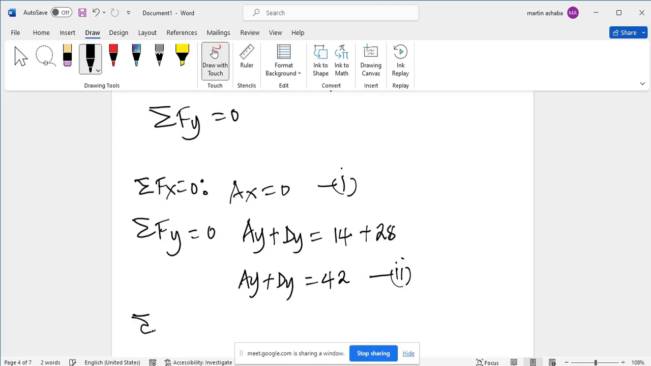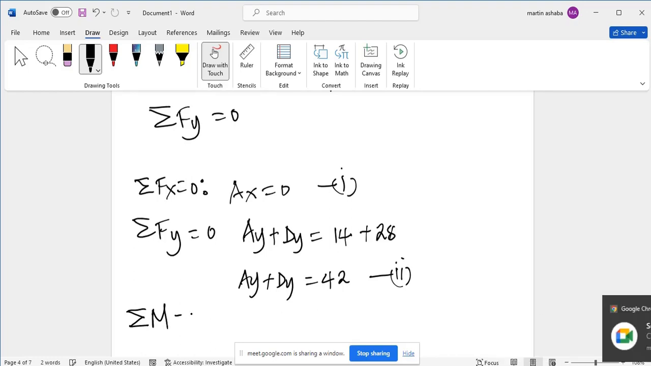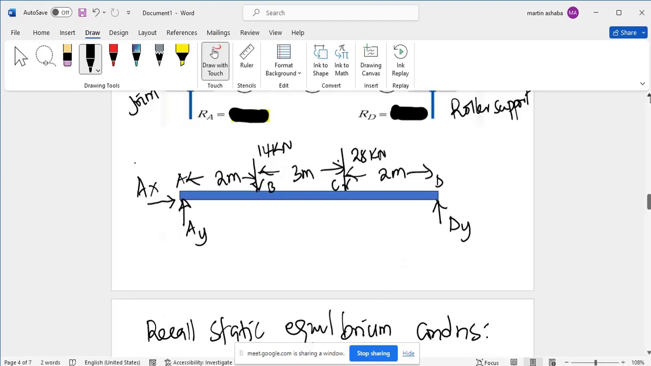Then I also go to the third condition and say sum of moments about a point must equal 0. The 14 and the 28 kilonewton forces are in a clockwise direction, whereas the dy is a reaction that is acting in an anti-clockwise direction. That is, if we take moments about A.